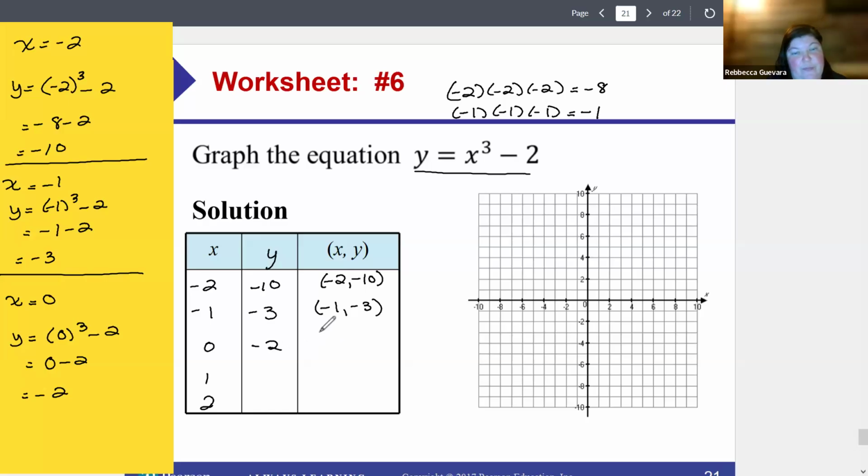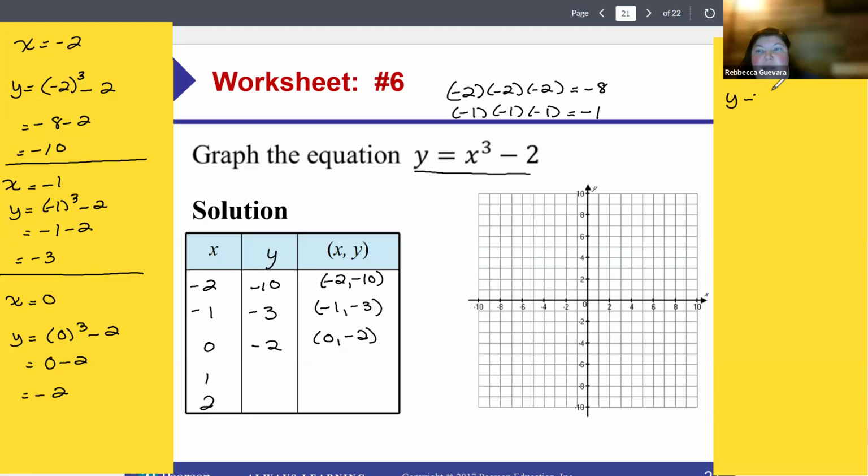All right, so let's do the other 2 points. Trying to get my stuff to do what it should. So my last 2 points, x is equal to 1. So y will be 1 cubed minus 2, which is 1 minus 2, which is negative 1.